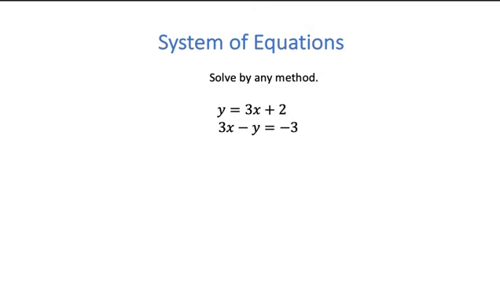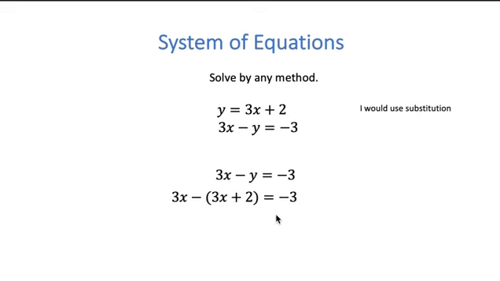So I have y equals 3x plus 2 and 3x minus y equals -3. Because of the way it's set up, I'm going to use substitution for this one. Because the first equation is already set equal to y, I'm going to substitute this expression for y in the second equation.